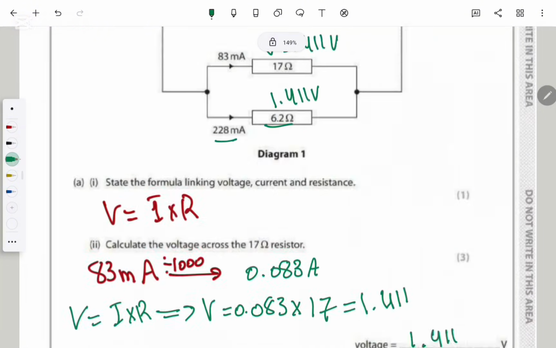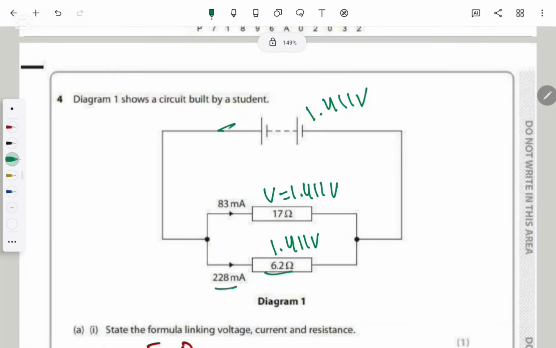Calculate the current in the battery. Very easy. The current comes out from here as a total current, and then it reaches this point right here and it gets split. Some of it enters here, some of it enters there. So in order for us to get the total right here, we're gonna have to add this one plus the current that went down there.